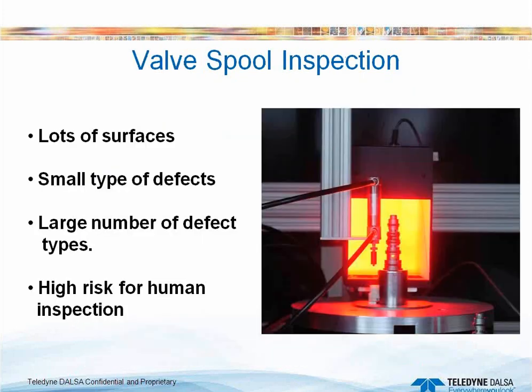The next one, we'll look at the valve spool inspection. The problem with this inspection was that there were a lot of surfaces, very small types of defects and a large number of defects on this product. And when you think about this whole round product, the operator, if they have to inspect it by hand, would have to spin it all the way around, look at all the surfaces.